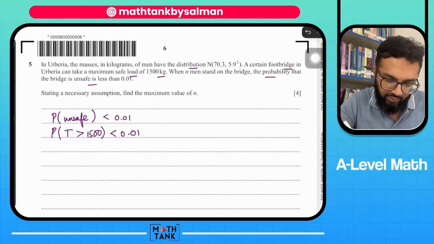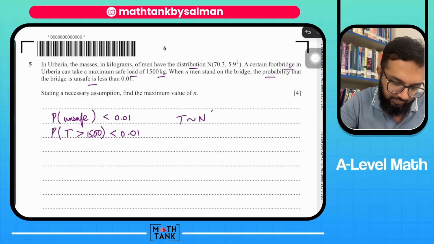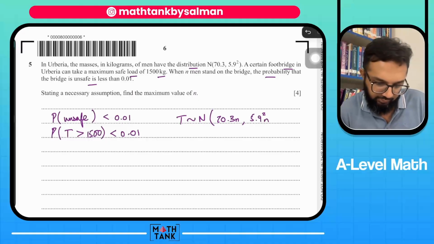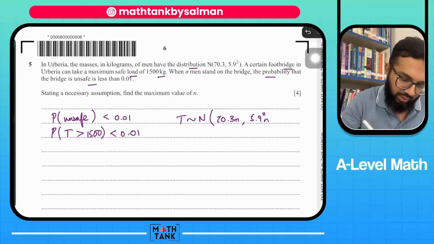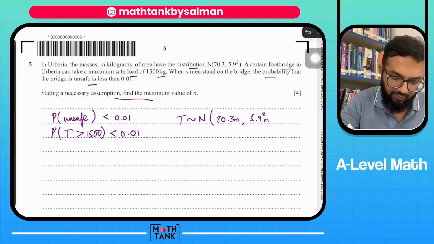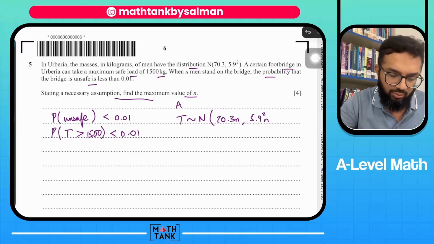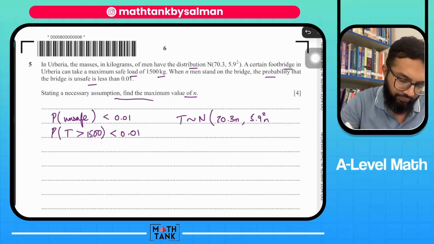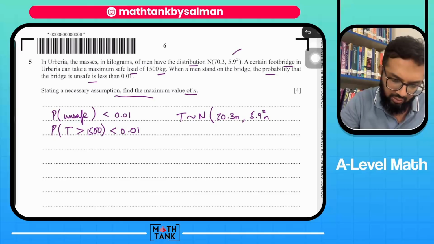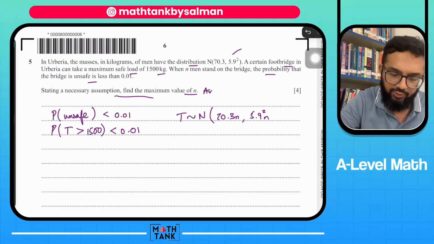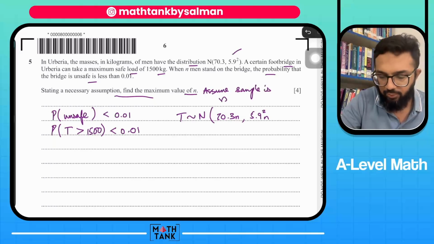Okay. So what is the distribution of the total? The distribution of the total should be 70.3n and 5.9 square n. Okay, state a necessary assumption, find the maximum value of n. So what is the necessary assumption? It says normal distribution, but I haven't told you if the sample is random. Assume that the sample is random. So you have to look for keywords.